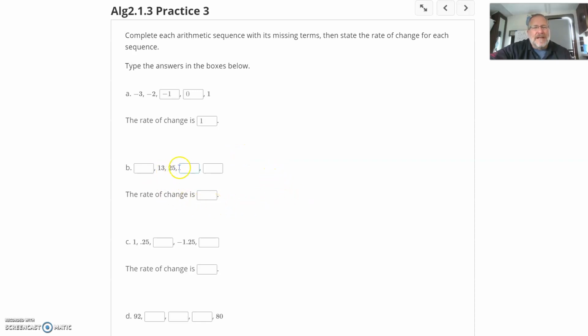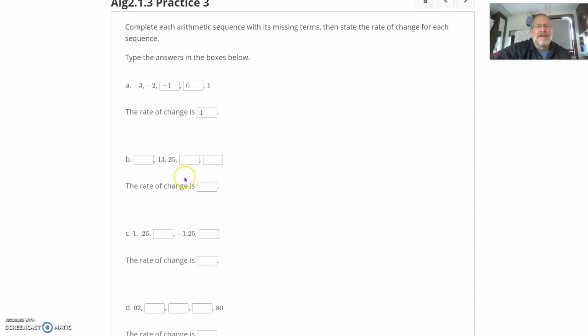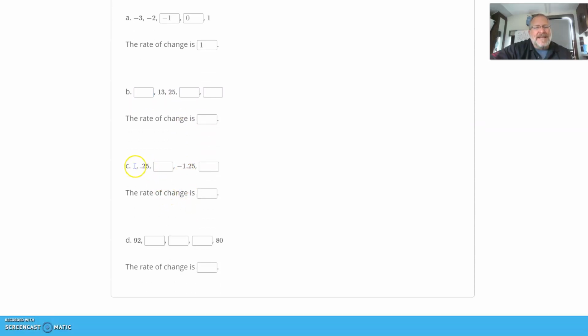If you can see the rate of change and move forward, you might be able to just simply subtract and move backwards. So keep that in mind. Okay? And again, if you have trouble seeing the rate of change, don't be afraid to subtract.